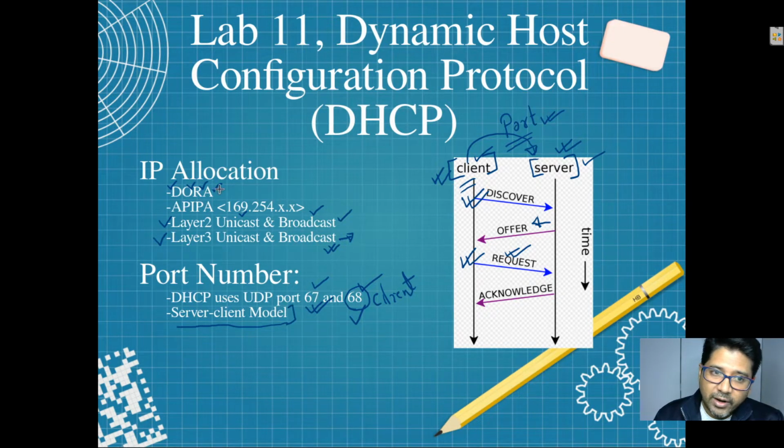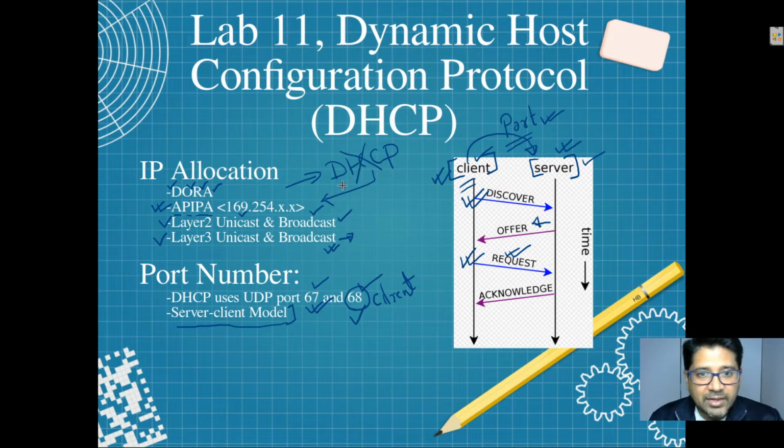And what do we mean by APIPA? APIPA stands for automatic private IP addressing. It means if your DHCP fails, then only APIPA will automatically be assigned. This range is going to be 169.254. We will do the lab and see that. We already have a complete lab for automatic private IP addressing, but we will do a quick lab before starting the DHCP lab.